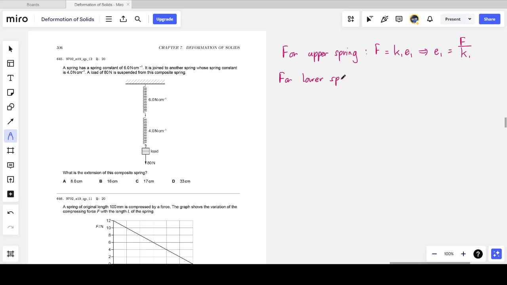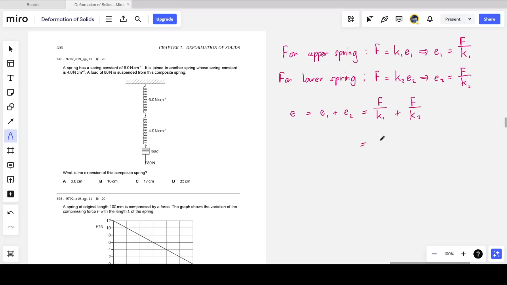If you know the equation for springs in series, by all means use them, but I'm doing it via the first principles of what happens when springs are in series. For the lower spring, the same force is applied, but it has a different force constant K2 and a different extension E2, which means its extension E2 is the force applied divided by its force constant K2. And so the total extension is what I want. I'll call it E, which is simply E1 plus E2, which is F over K1 plus F over K2.